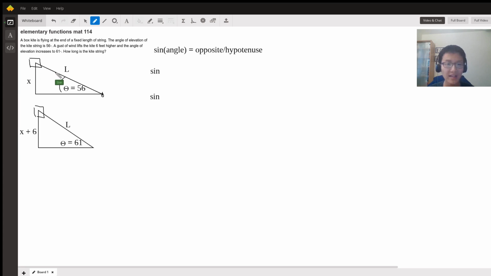So now we need to know how long the kite string is. In other words, how long is this hypotenuse? Now, let's call x the length from the ground to the kite vertically. And then we're going to call this x plus 6 here because the vertical height is increased by 6 feet. Okay, and L is just the length of the kite string.